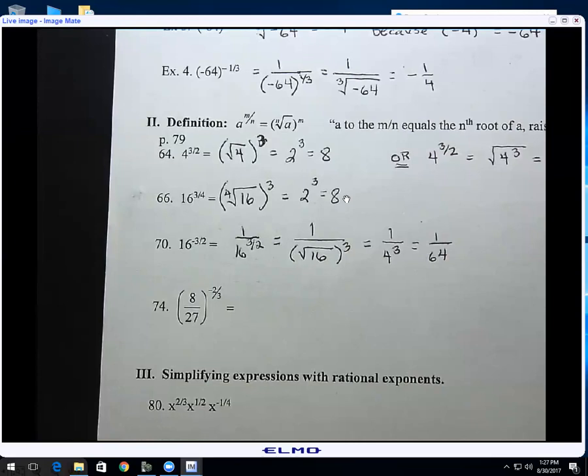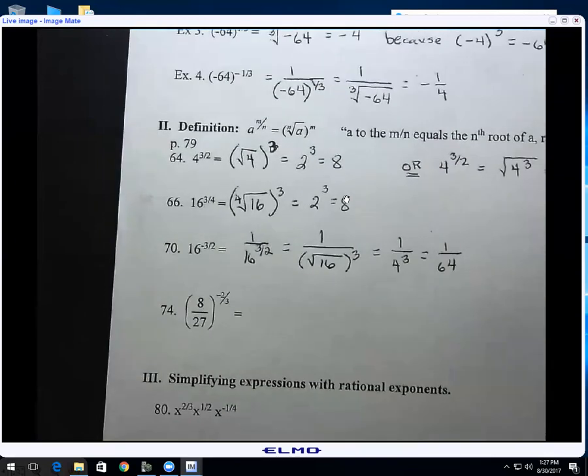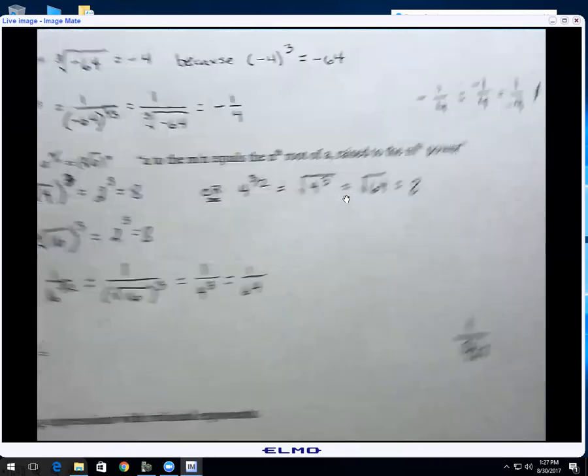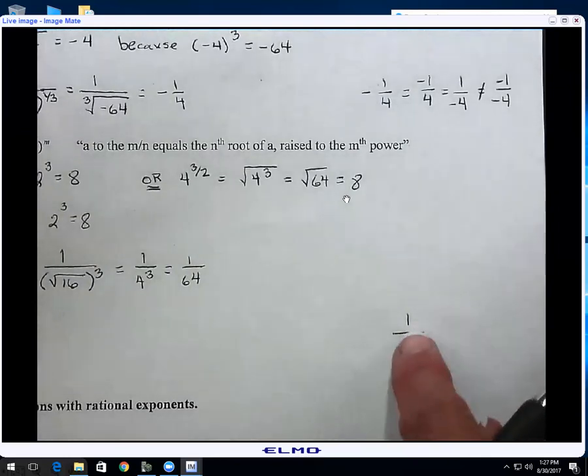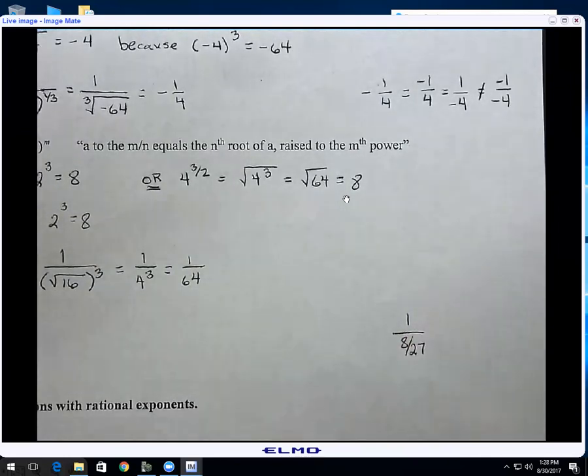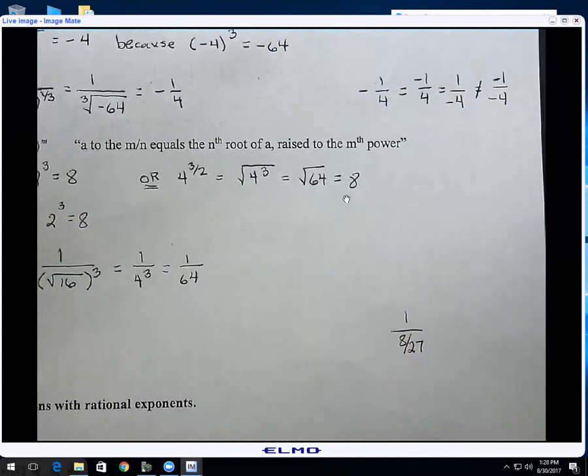When you took the reciprocal of 8 over 27, did anybody put 1 over 8 over 27? You could, because that's normally what we do if we have the reciprocal of a whole number. You put the whole number under 1. But how do we divide a whole number by a fraction? Basic math. How do you divide a whole number by a fraction? You could. You don't have to, though.